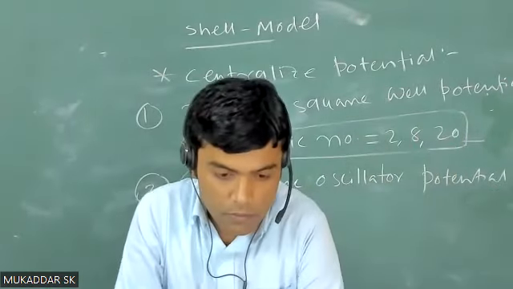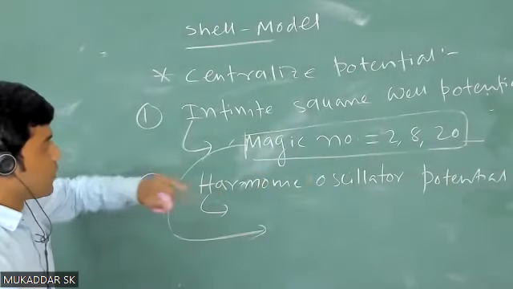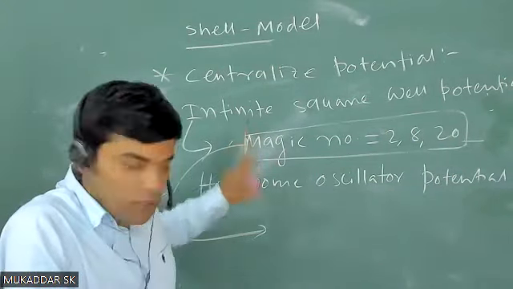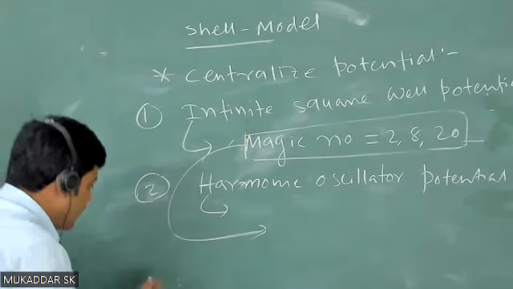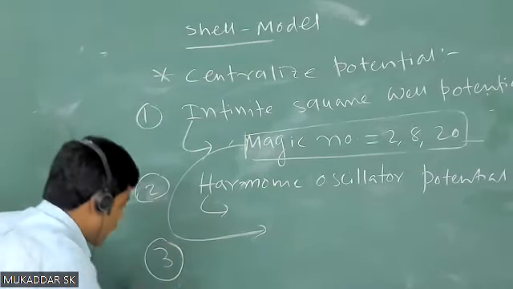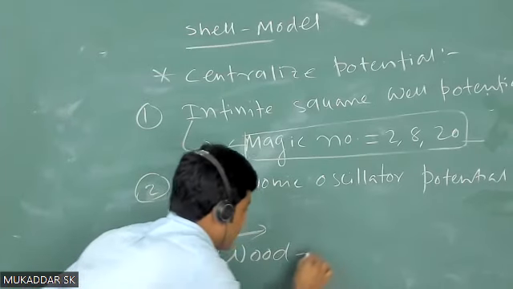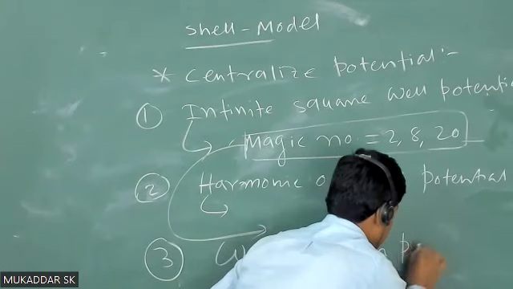So again we should improve that potential, right? I cannot take a centralized potential like the infinite square potential, I cannot take the harmonic potential. Then they have taken the Woods-Saxon potential.